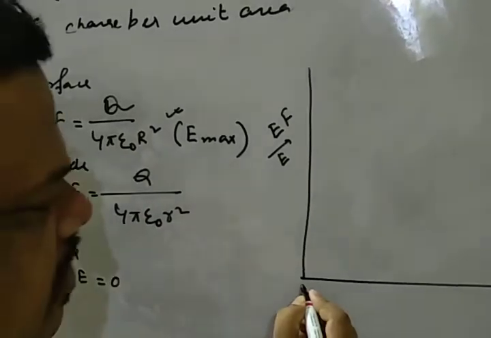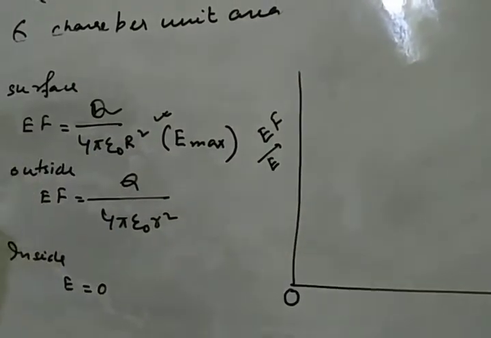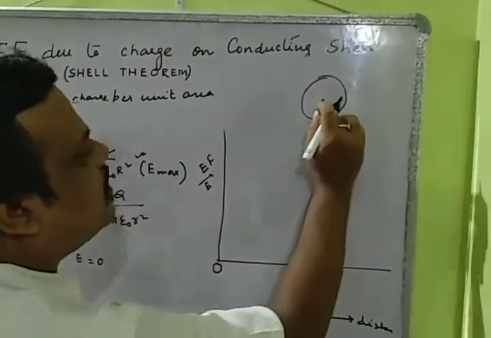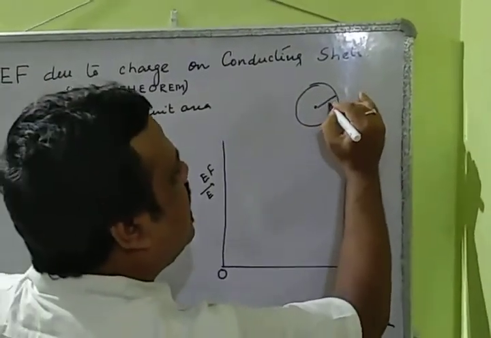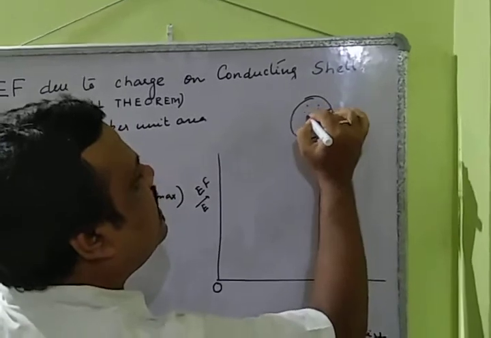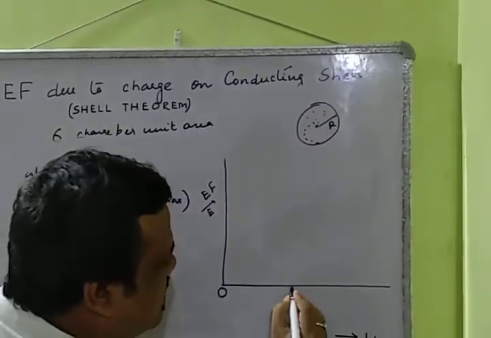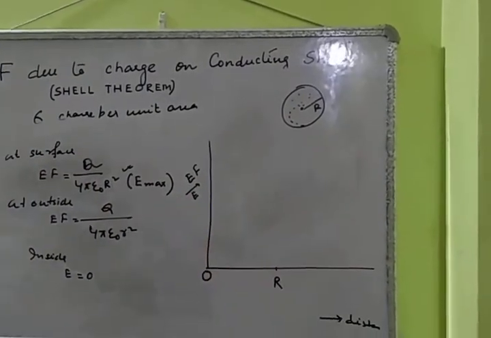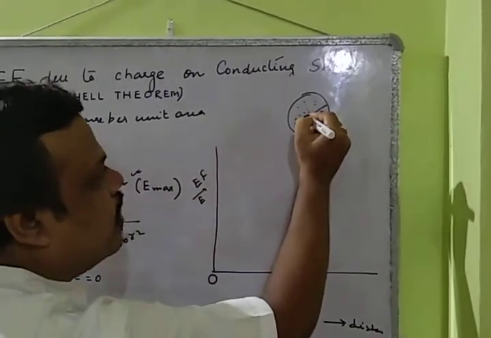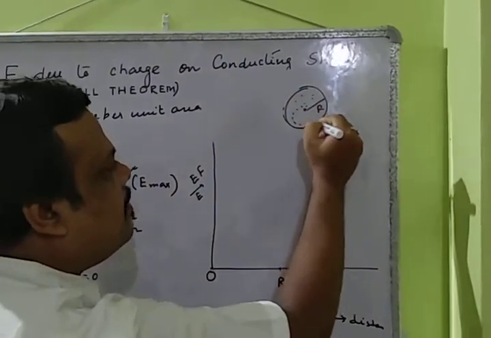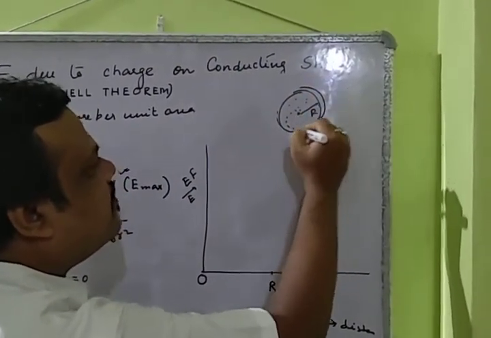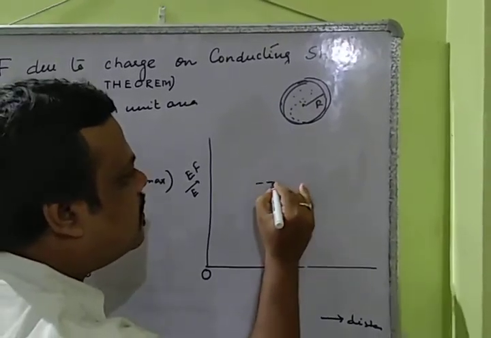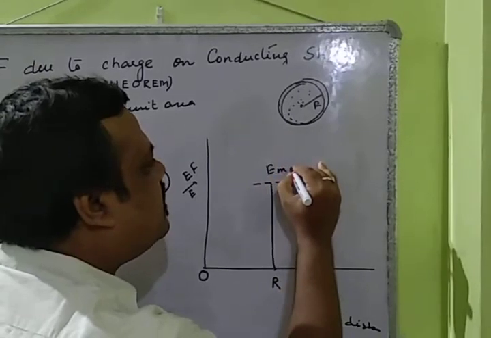So if this is the origin, that is the center of the metallic shell, where there is no distance, then up to capital R, at any point we will find the electric field equal to 0. So this is capital R, and here there is no electric field. But whenever we reach the surface, capital R, we find the electric field is maximum. This is the maximum electric field.